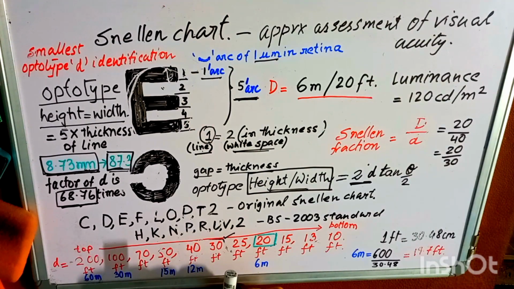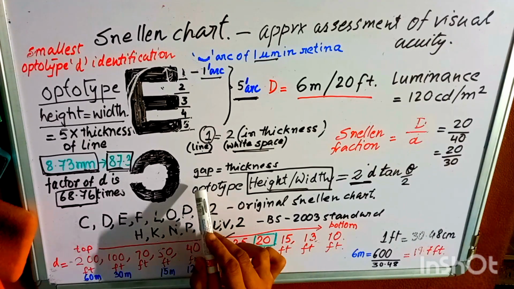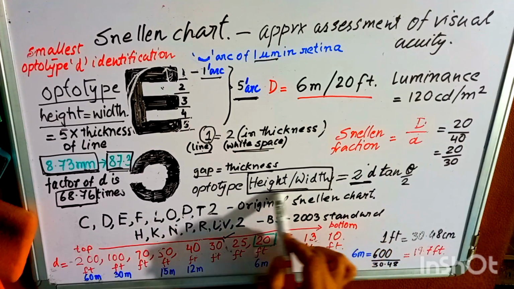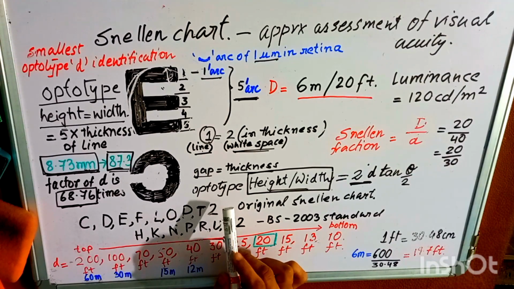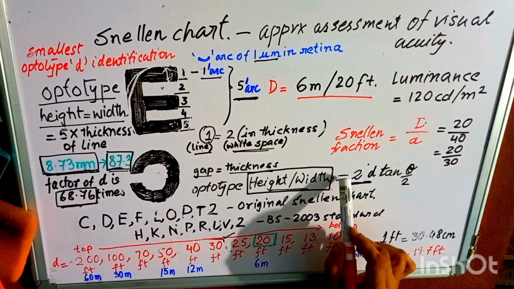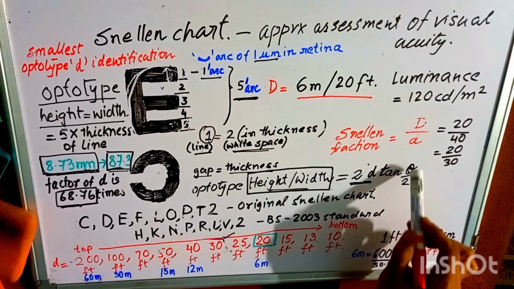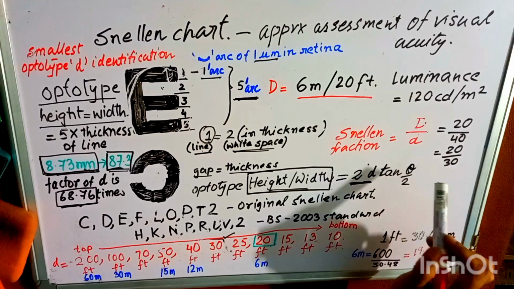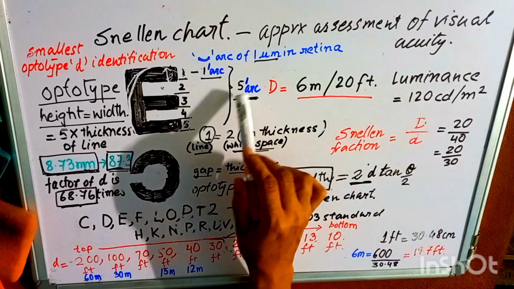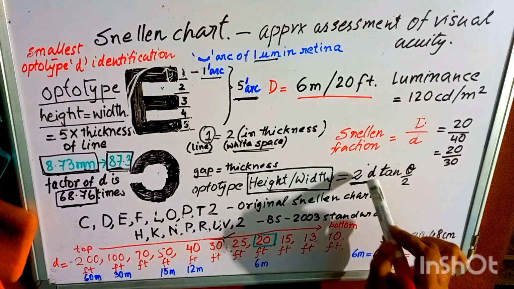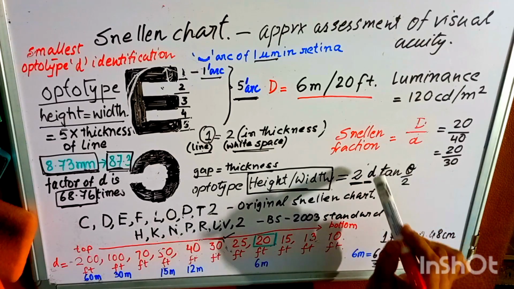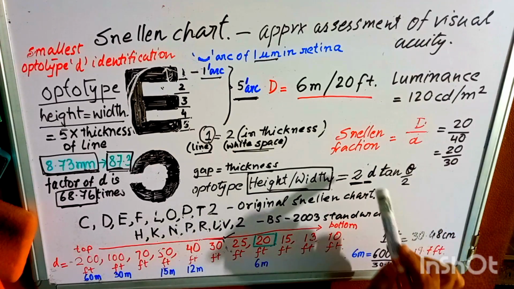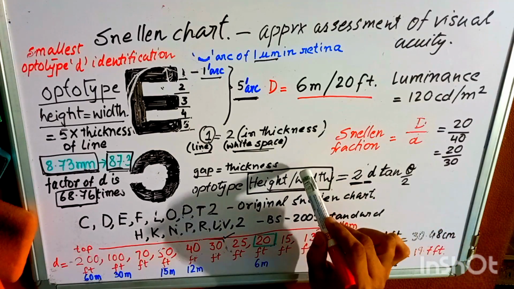Now there is a formula of how we devise the size of this optotype. The formula is: the height or width of the optotype is equal to 2d tan theta by 2. And what is theta by 2? Theta is this 5 arc minute. And what is this D? This D is the distance from the optotype, and this distance from the optotype has a relation with the size of the optotype.